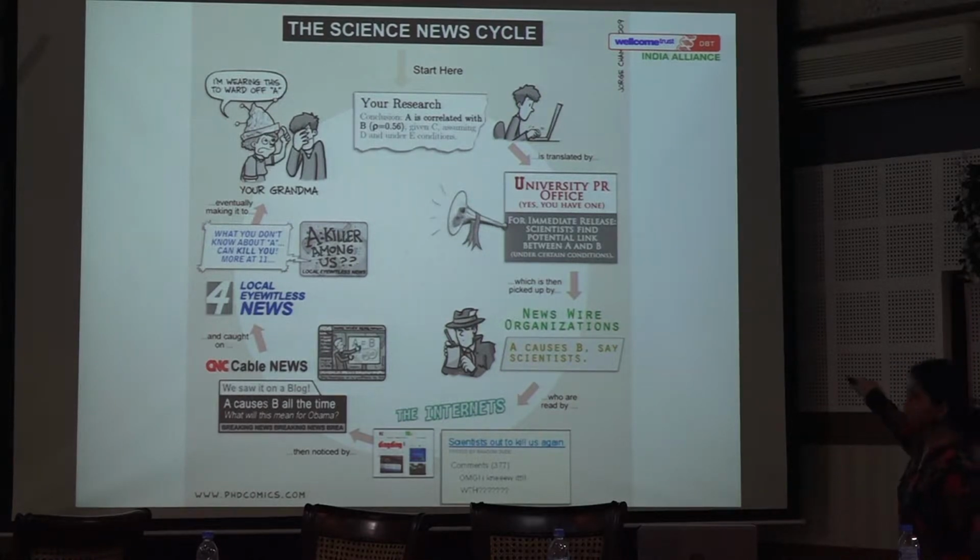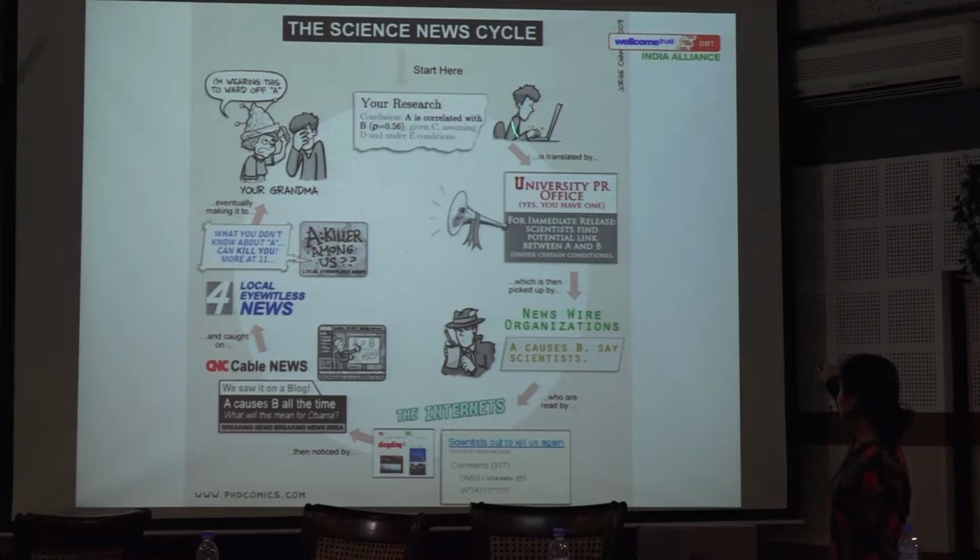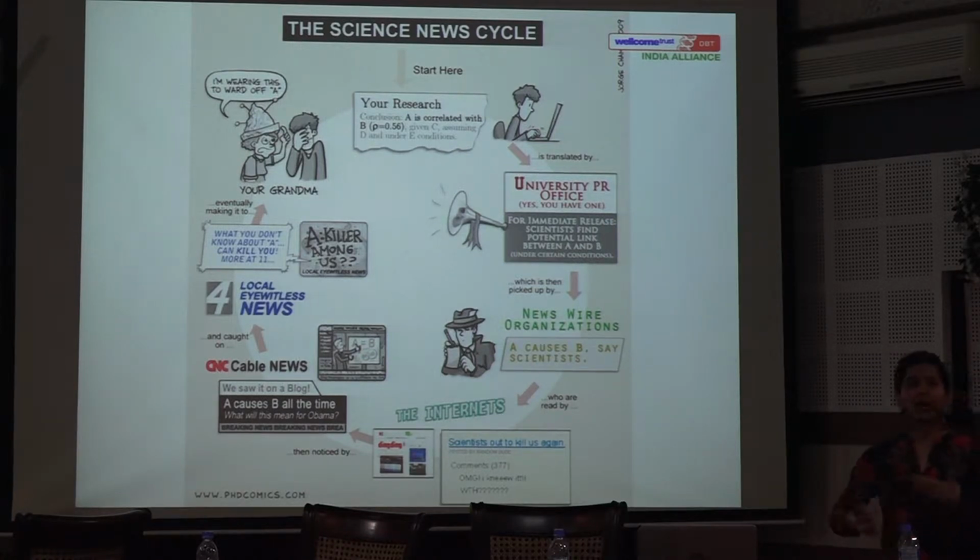So here, for those of you who can't read, it starts here. So this is the scientist. So you've found out that A is correlated with B with a P of 0.56 given C, assuming D and under E conditions, right? That's how most of our results are, right? But this gets translated by the university PR office, so those who have PR offices. Most of the institutes in our country don't have PR offices, but it gets translated by the reporter, by the journalist, or the PR office as, for immediate release, scientists find potential link between A and B, and in brackets, under certain conditions. So that bracket gets moved away completely when it's picked up by newswires.